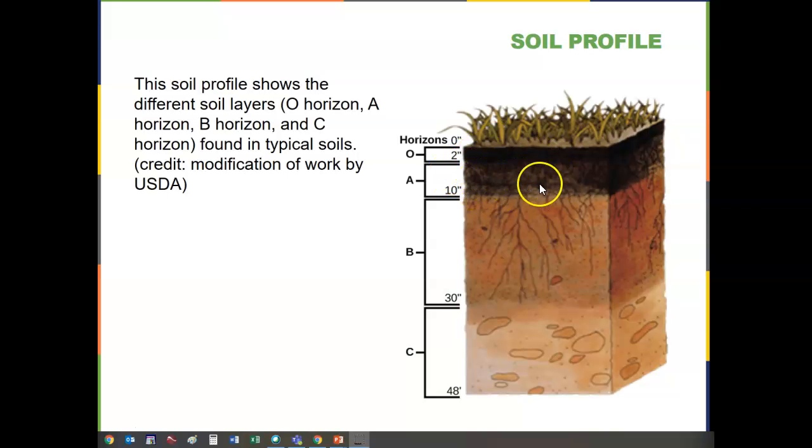And a fair amount of this humus and organic material seeps down into the A layer here, a lot of that driven by animal movements, earthworms and things like that, burrowing and moving around in these layers, and to a lesser degree down here in the B horizon.